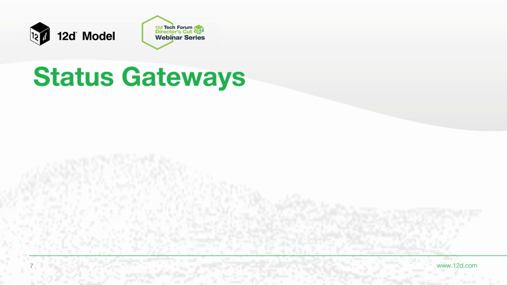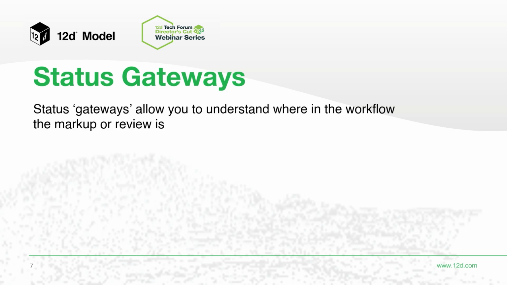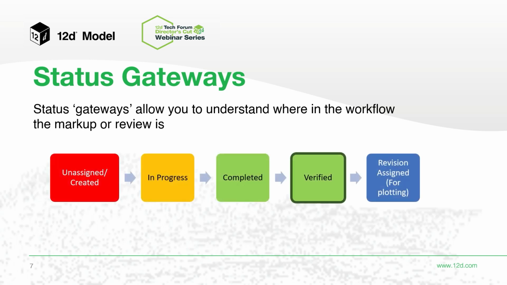Now the status gateways, which are common to all of the tools. They allow you to understand where in the workflow this particular markup or review is. There are 4 common steps. There's unassigned, or a created markup or review. Then you can mark that as in progress, so that's underway. Once that change has been completed, you can mark it as completed. And then finally, someone checking that the completed data change is adequate can verify that change. And for the markups in particular, you can assign a revision for plotting.